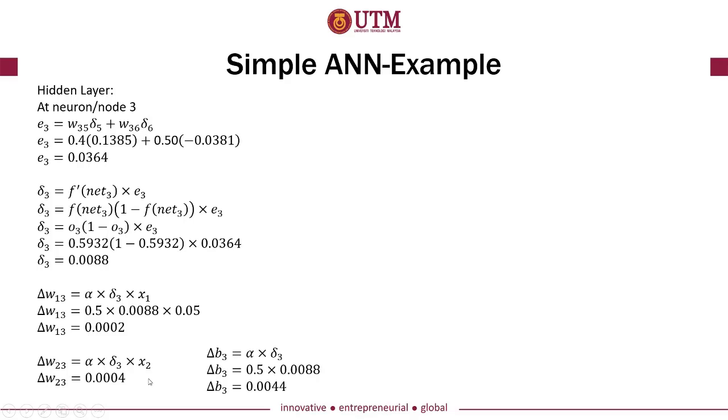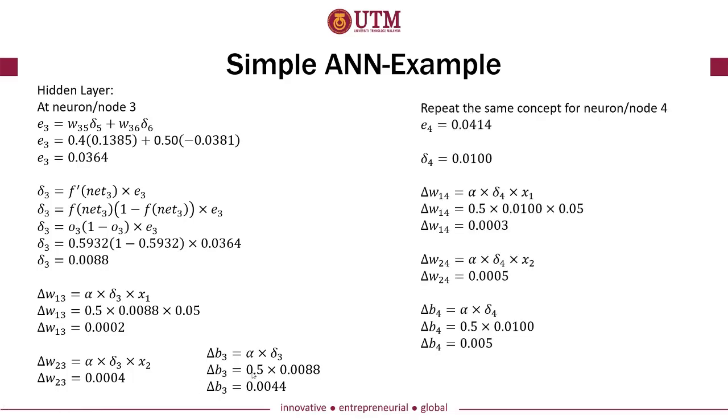And then the same goes for the bias there. The updater for bias 3 is equal to 0.0044, and then you need to repeat the same process again for neuron or node number 4. Then you get the updater for W14, the updater for W24, and the updater for bias 4.